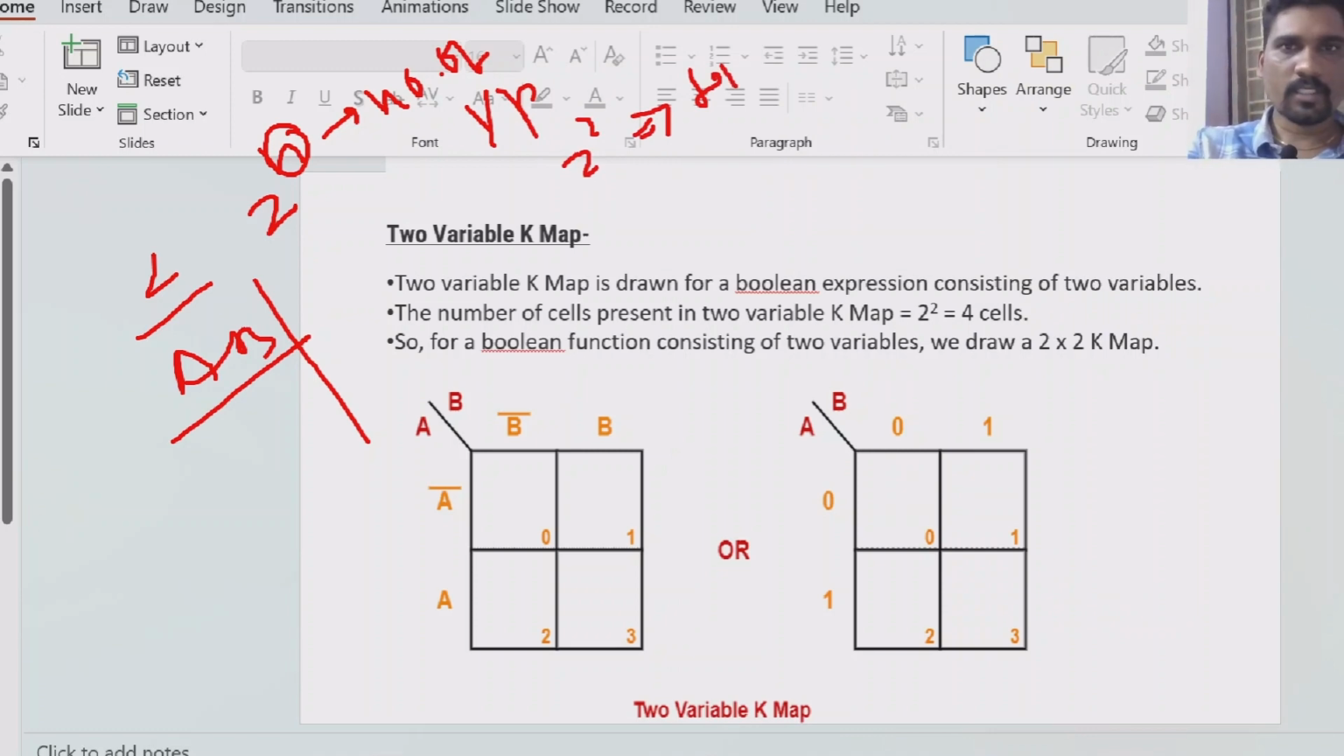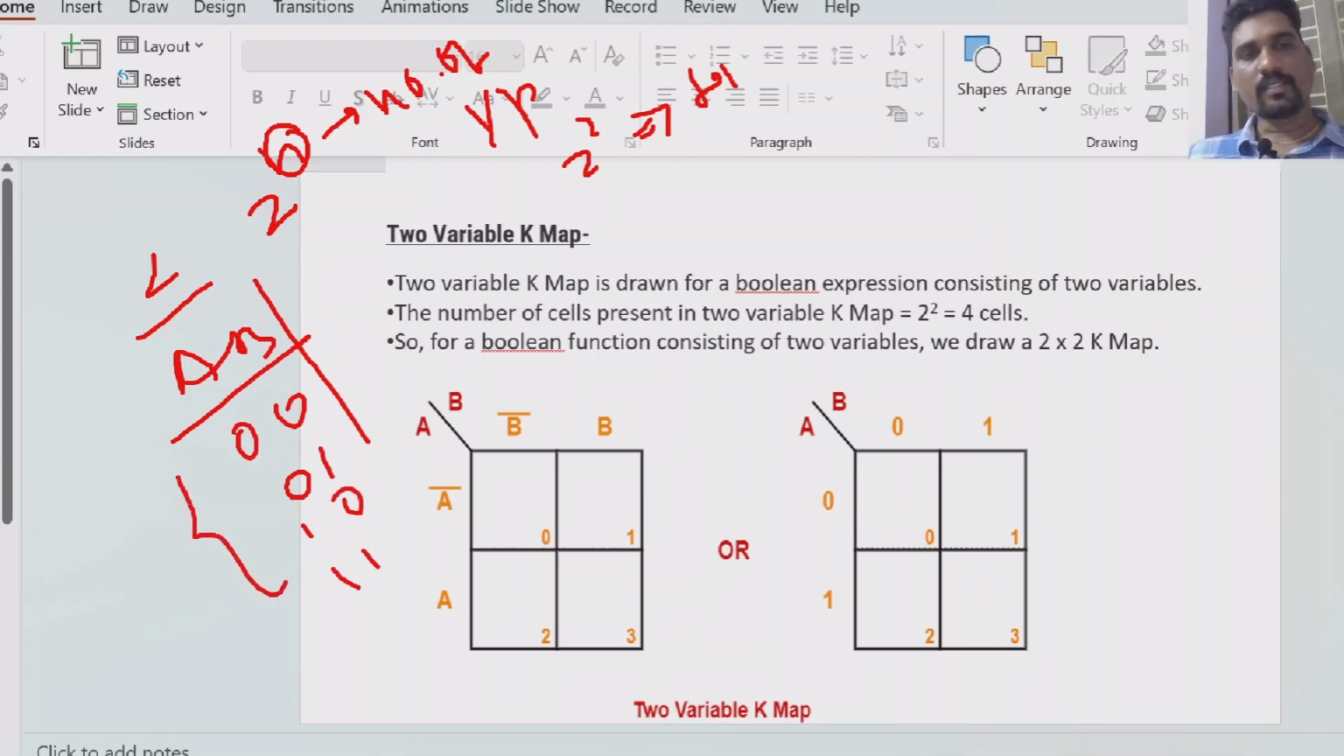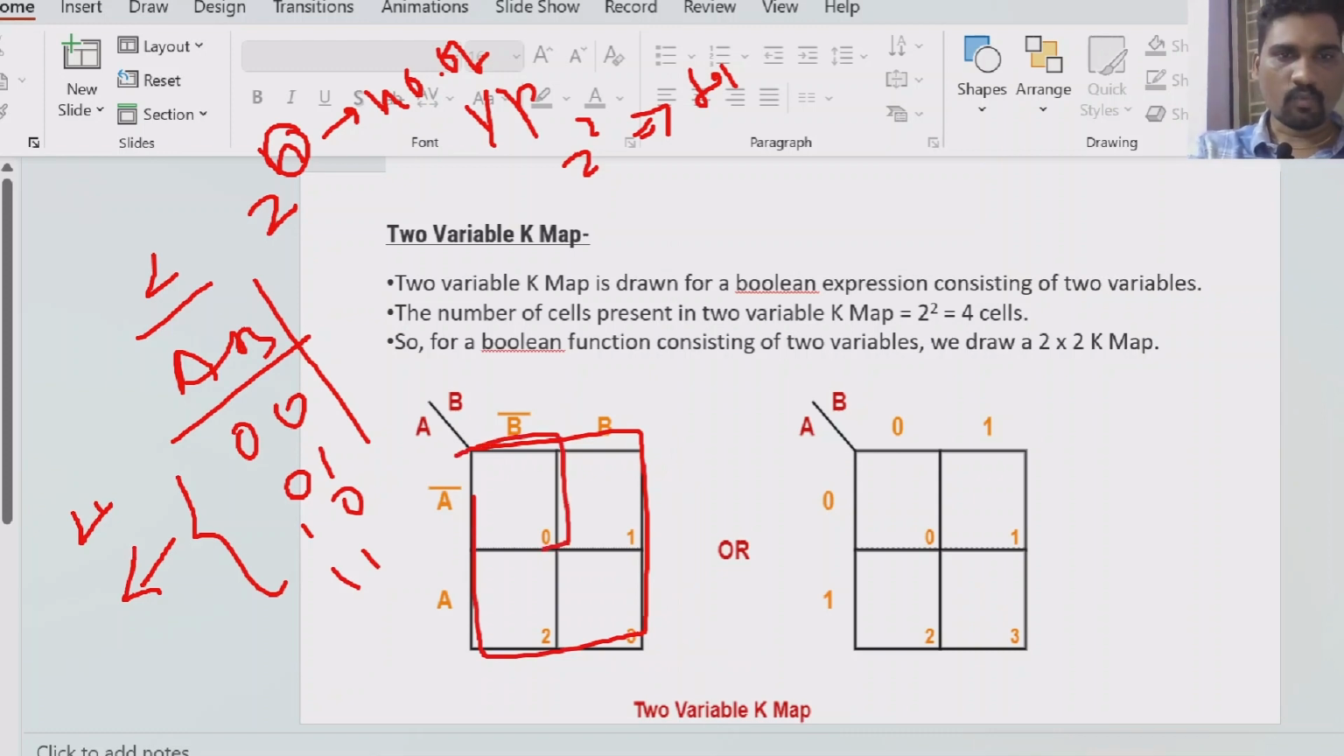What are the 4 possibilities? 00, 01, 10, 11. Just remember that here we are writing everything in terms of zeros and ones. These are the 4 possibilities. In a K-map, what we are doing is writing these 4 possibilities in terms of 4 cells. That is the only difference. Cell 1, cell 2, cell 3, and cell 4. 4 possibilities means a representation of 4 cells.